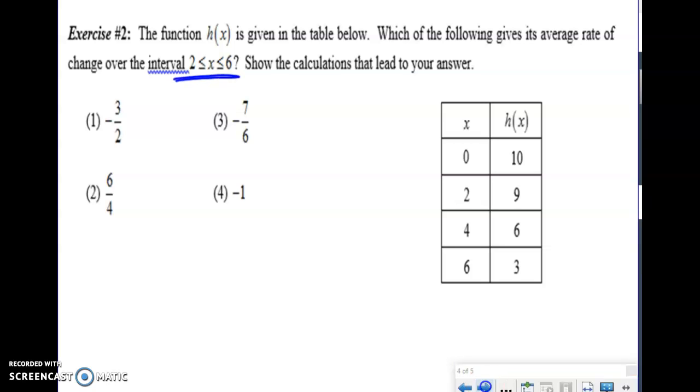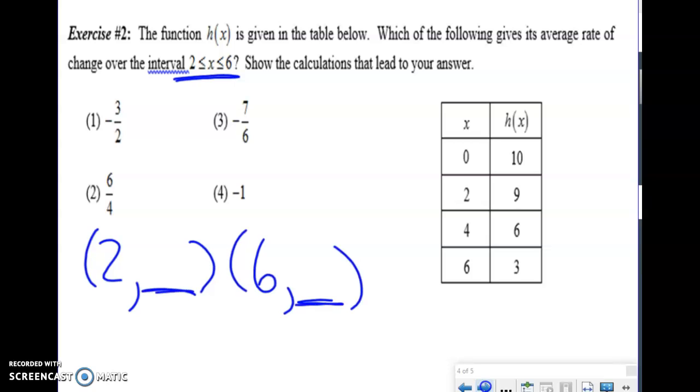Don't make this compound inequality any more difficult than it is. It's just saying that I have an x value of 2 and an x value of 6, and we need to come up with the y values. The good news is we have a table of not just 2 points, but of 4 points. So 2 are good and 2 are unneeded. I don't need 0, 10, and I don't need 4, 6, because I need the point 2, 9 and the point 6, 3. Okay, so 2, 9 and 6, 3.